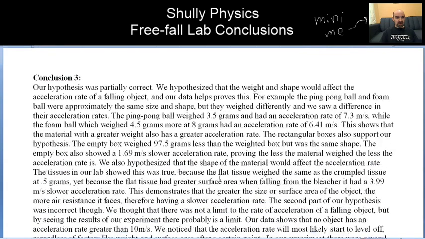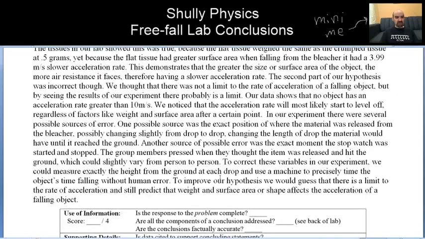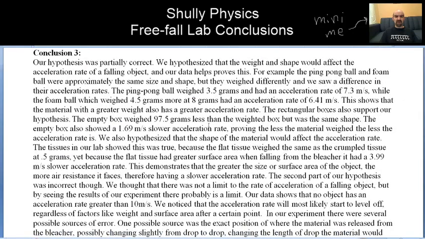Moving on. Conclusion 3. Now this one is lengthier, but I think it's got some good stuff. Again, you don't need to start with the hypothesis. We hypothesized that the weight and shape would affect the acceleration. That's a great place to start.